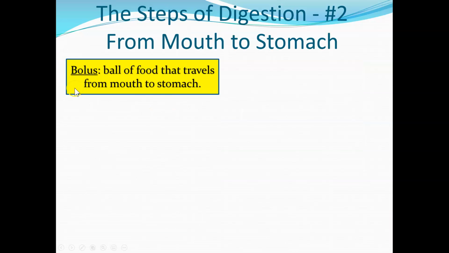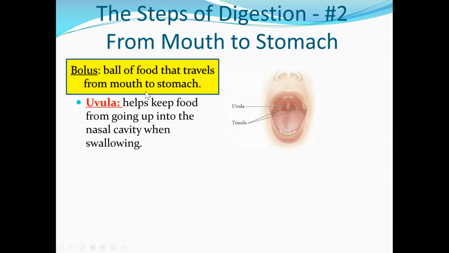So bolus, this is the name of the ball of food that enters into your digestive system from your mouth. So from your mouth, you chew up all the food, and it basically becomes a ball of food, and that enters into the esophagus, and then eventually enters into the stomach from the esophagus, and that term is called the bolus.